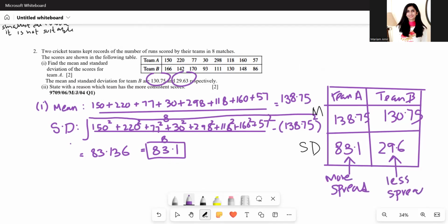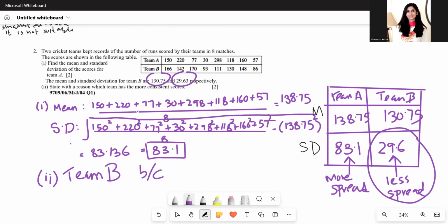So now which data is more consistent? This data is more consistent because it has less spread. More consistent means that the data values are close to each other. So the answer would be: state with a reason which team has more consistent scores. So you write team B has more consistent scores. Why? Because the standard deviation, which is the spread of data, is smaller.